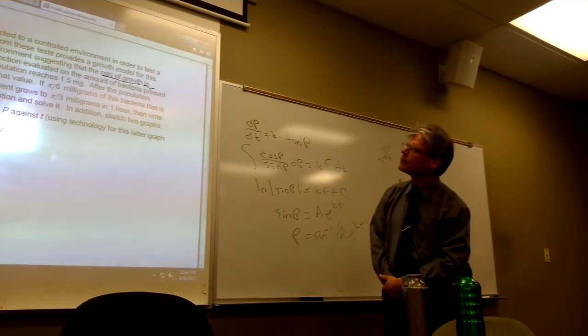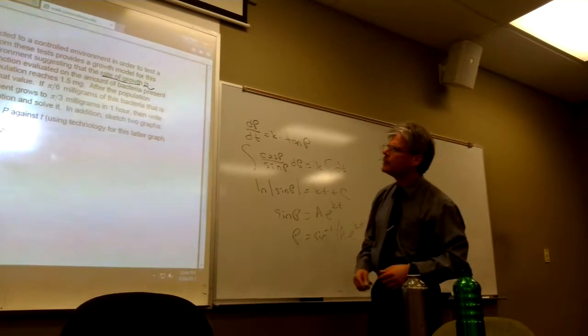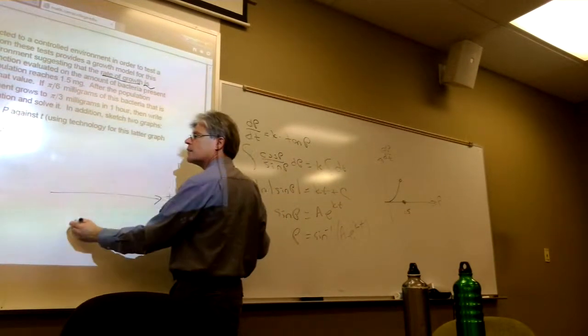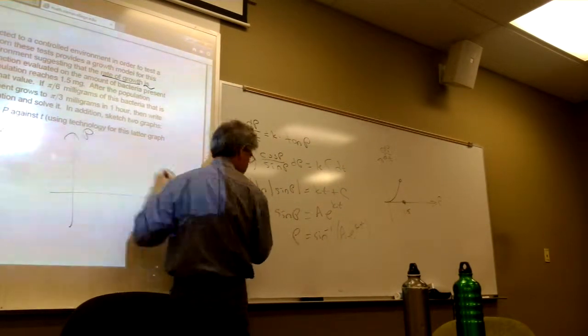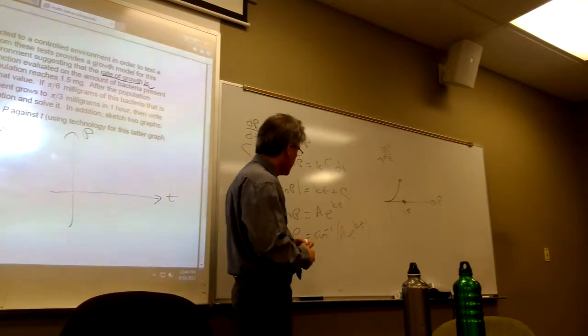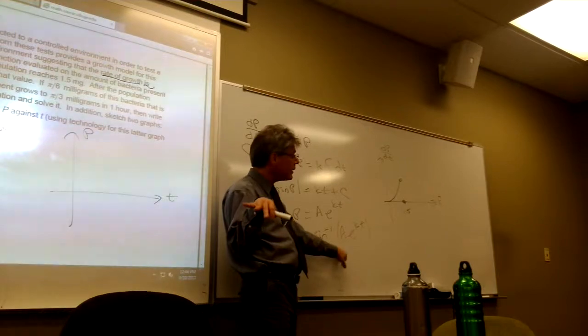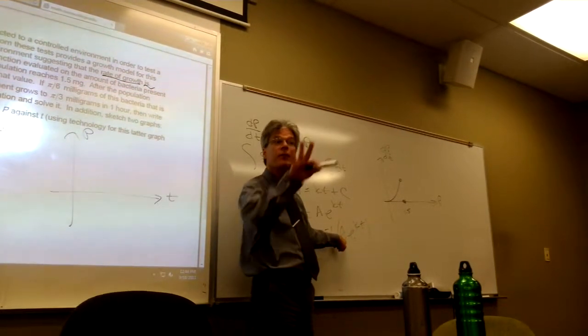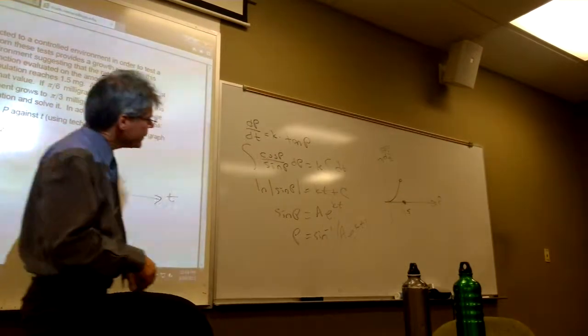What about the other graph? I said graph P against T. So here's my T-axis. Here's my P-axis. I did say that if you really wanted to use a technology for this, not that I found A and K yet, but help me with this. Is that positive as well? Okay, if it is, then I think I've got an inverse sine graph.